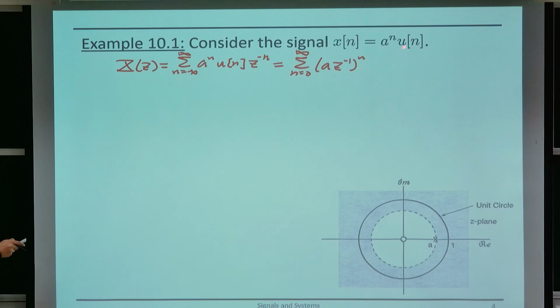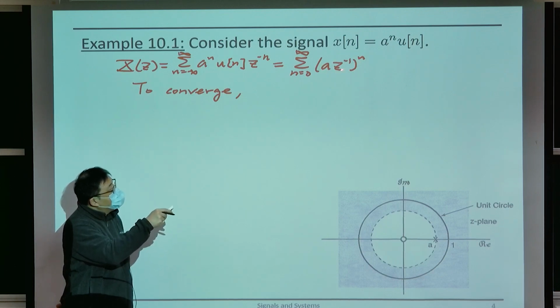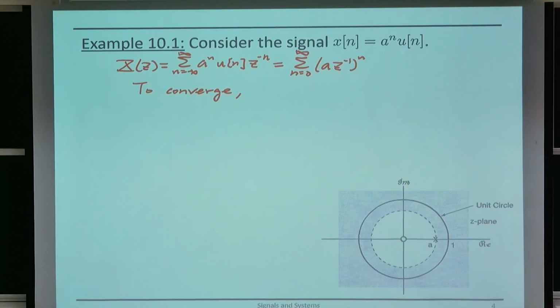Now this is the sum of a geometric series with n going to infinity. For this geometric series to converge, we need this value, a times z to the power minus 1, to have a magnitude that is less than 1. So we need the magnitude of a z to the minus 1 less than 1. And this corresponds to the magnitude of z greater than a.